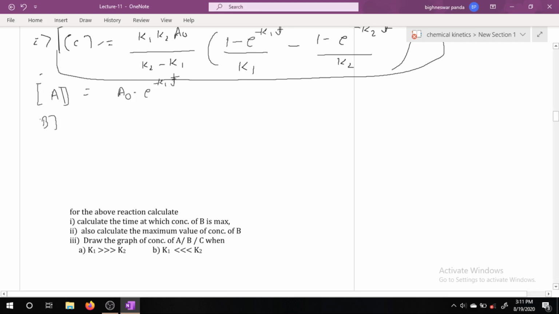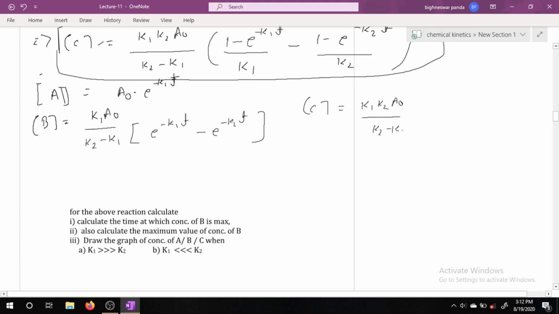And concentration of B is equal to K1 N by K2 minus K1. C is equal to K1 divided by K2 minus K1.